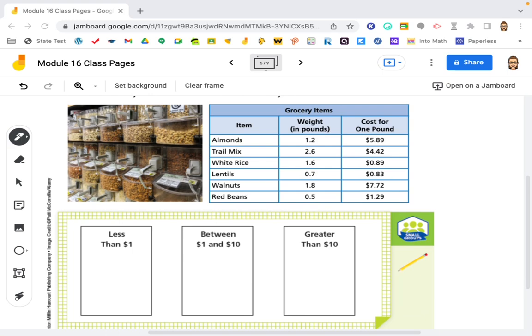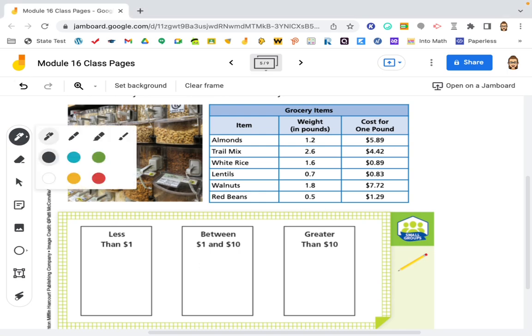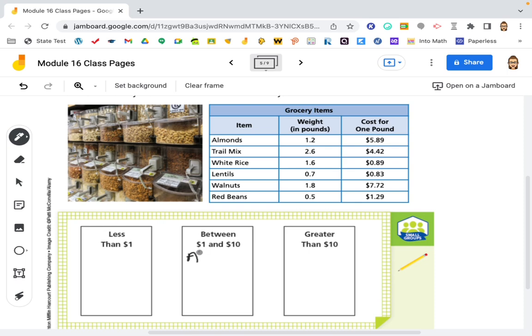So if we look at almonds, if we have 1 2/10 times 5 and 89 hundredths, we are going to fall somewhere between the $1 and $10 mark because we know it's going to be at least $5.89 and it's going to be a little bit more than that, but it's not going to be over $10.